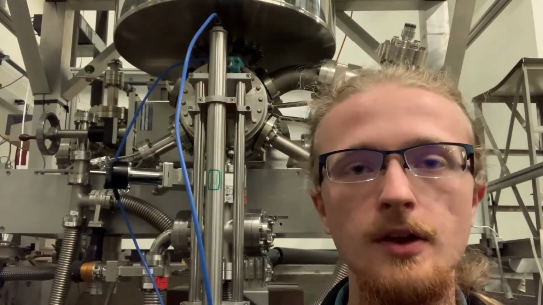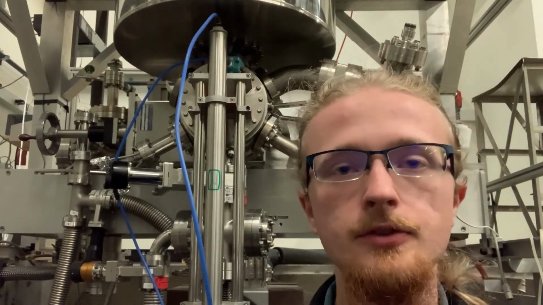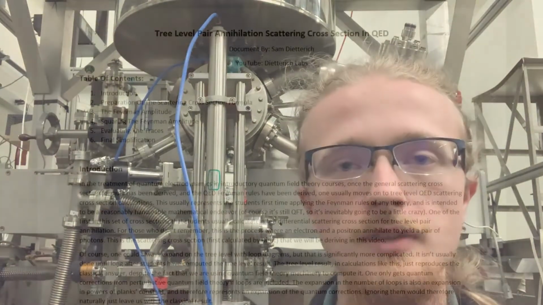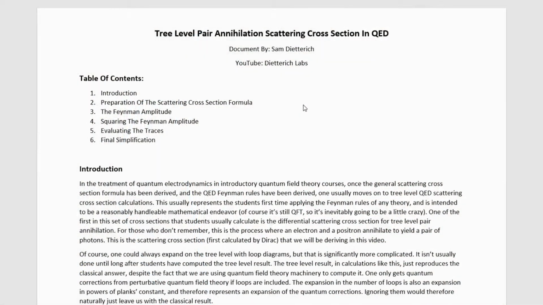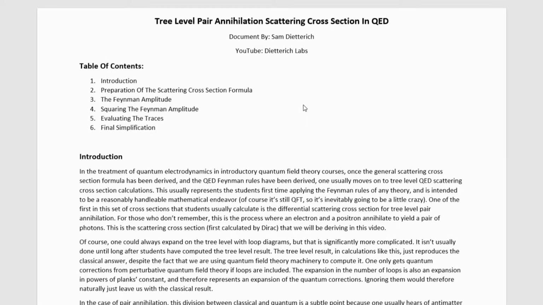Beyond this, I'm not going to tell you much here. Let's just dive straight into the math section itself. Let's get going with this derivation of the pair annihilation scattering cross-section at the tree level in quantum electrodynamics.